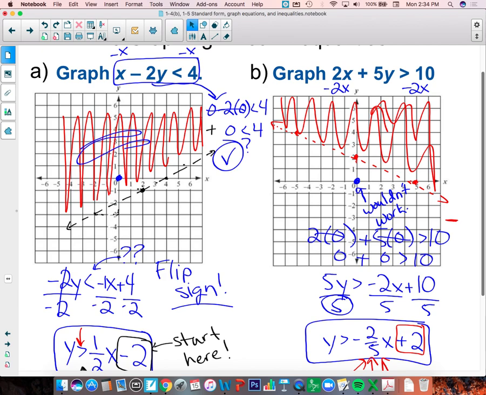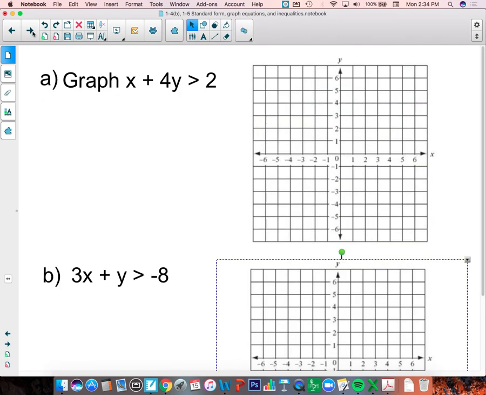All right? So those are graphing inequalities. I want you guys to try a couple here. So please pause the video, have students work through these, and then I will show the solutions.